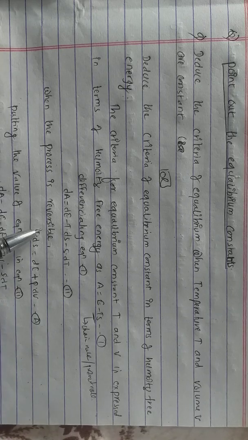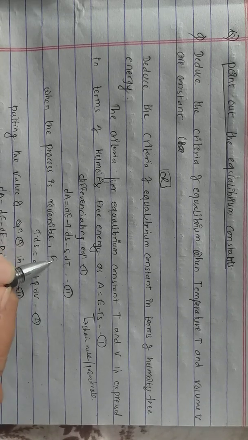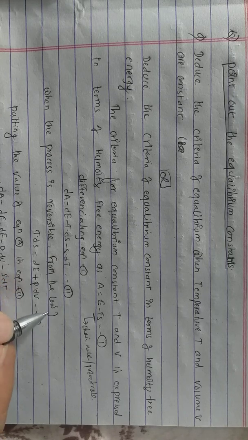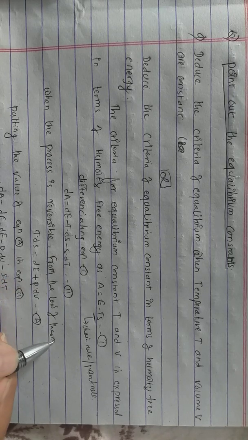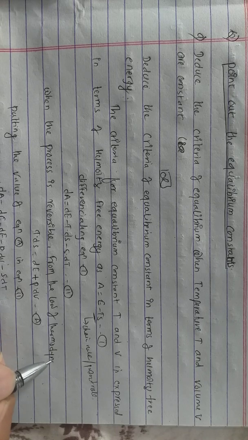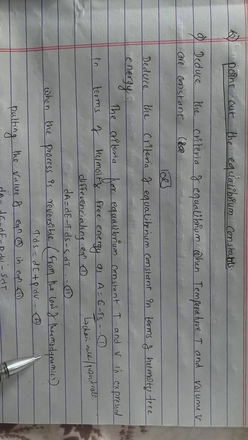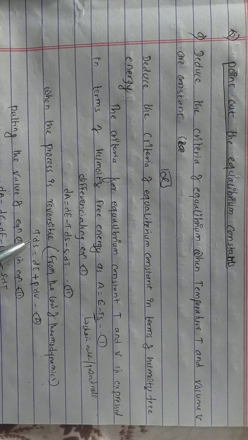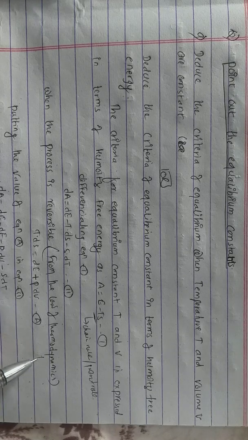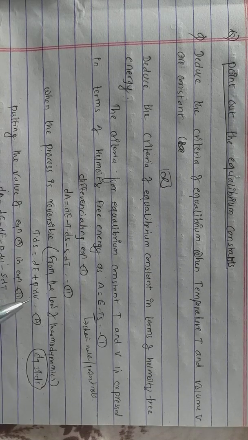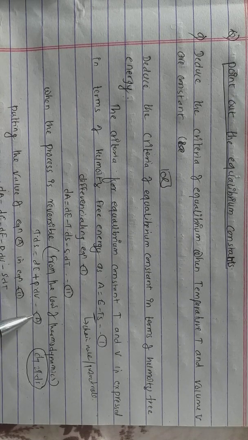When the process is reversible, from the first law of thermodynamics, we get T dS = dE + P dV. Instead of dq, we put here T dS. We suppose this as equation A.